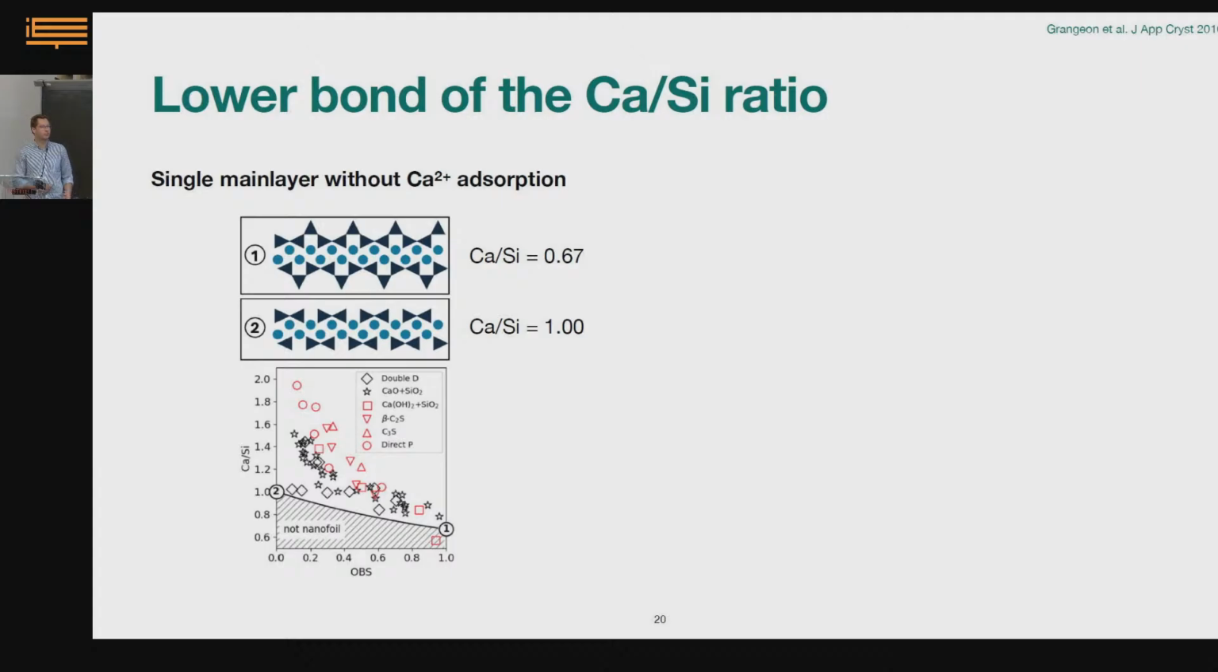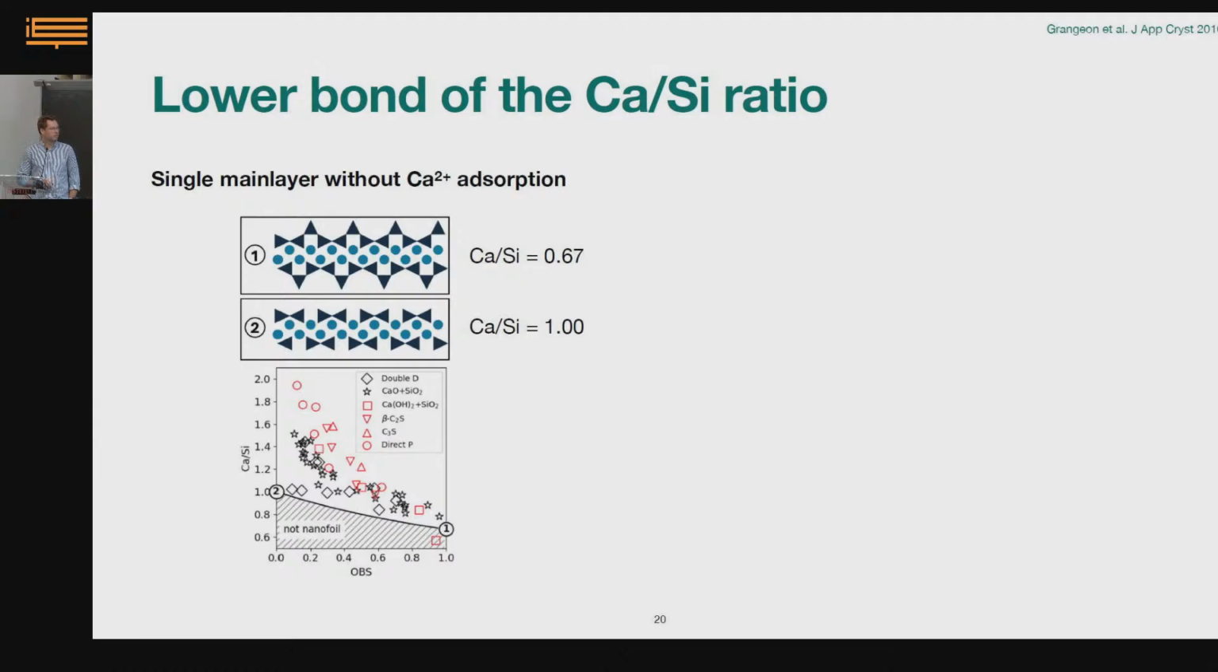Now, if you imagine just a single main layer, not stacked, just one main layer. You have your calcium oxide sheet, and then you have the silicate chains. Either all of the bridging sites are present, and you get a calcium-silicon ratio of 0.67, or all the bridging sites are vacant, and you get a calcium-silicon ratio of 1. So that's a situation where you do not yet have any calcium adsorbed on the surface. That makes you this line here.